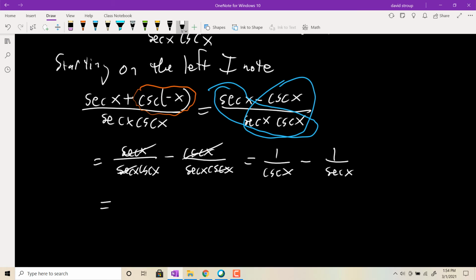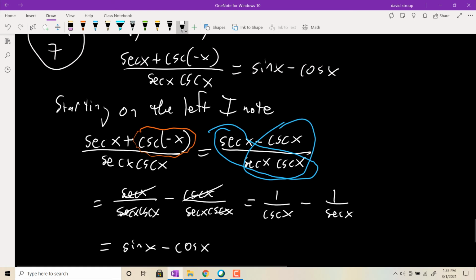That's what we got, right? So 1 over cosecant, that's one of our reciprocal identities. That's equal to sine x minus 1 over secant. Another reciprocal identity is cosine x. Cosine x. And I think that's what we wanted, yeah.